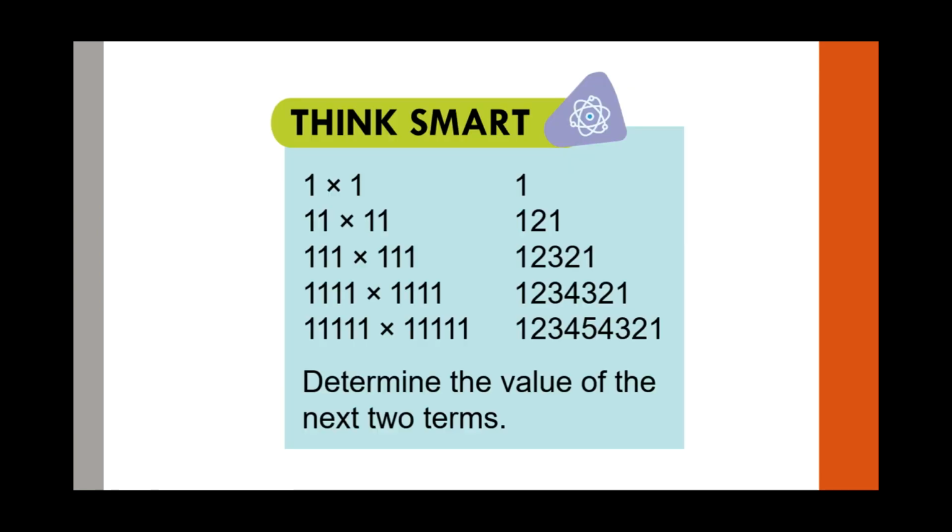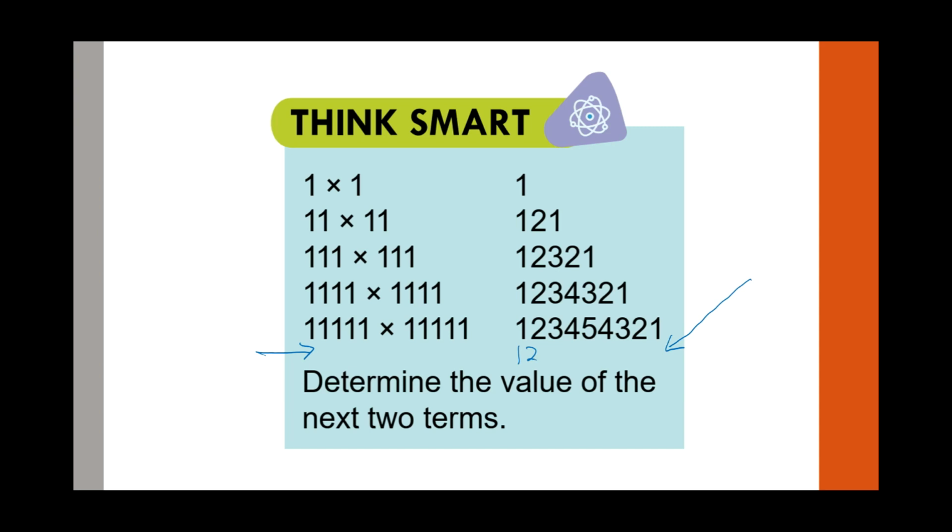Now, think smart. So this part you try to figure out here. For example, 1 times 1 is 1. 11 times 11 is 121. 111 times 111 over here, we get 12321, and so on. So when they ask you to determine the value of the next two terms, you try to figure out this number here. What will it be for the next one? 1, 2, 3, 4, 5, 6, 5, 4, 3, 2, 1.